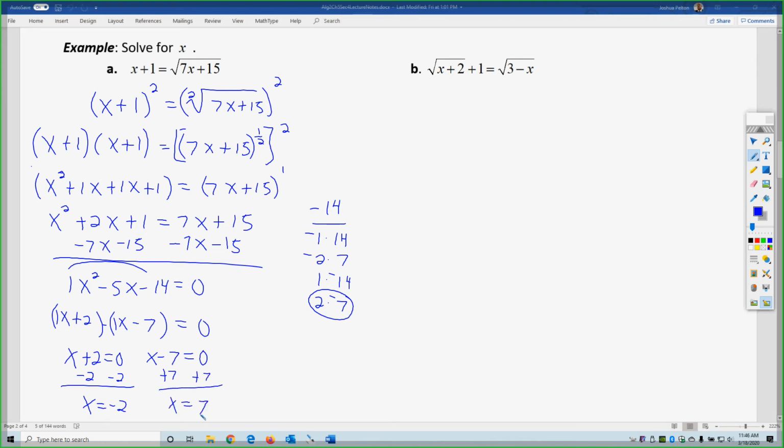But again, extraneous solutions, one of these might not work. So if you plug in negative 2 there, you'll get negative 1. If you plug in negative 2 here, you'll get negative 14 plus 15 is 1, square root of 1 is 1. Negative 1 does not equal 1 when you plug in negative 2. However, if you plug in 7, different story.